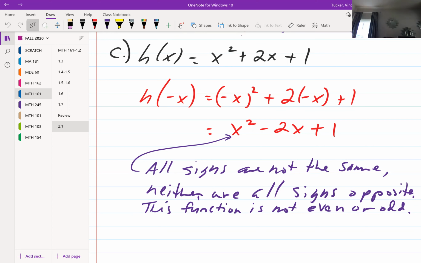All right, questions on even and odd functions. Okay, let's look at the next thing.